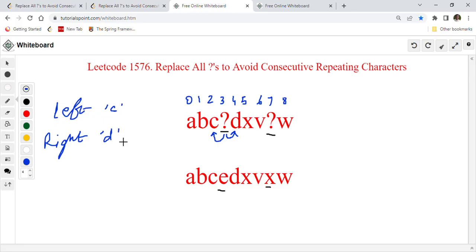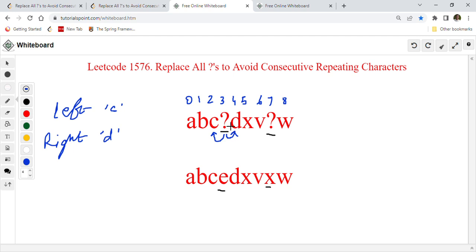Okay, now what we will do is we will first try to put the next character of C here, right? So for this question mark, we'll first try to put D here, right? We'll try to put D.